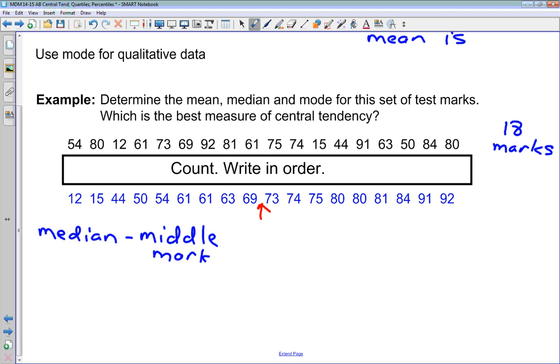So our median is going to be the average of those two marks that are on either side of that middle. If there was a single mark in the middle, if we had an odd number of marks, we would just take the one in the middle. So we want to do 69 plus 73 and divide that by 2. Punching this into our calculator gives us a median of 71.